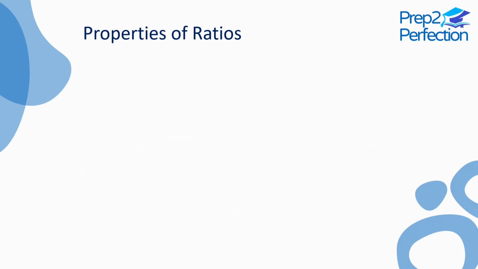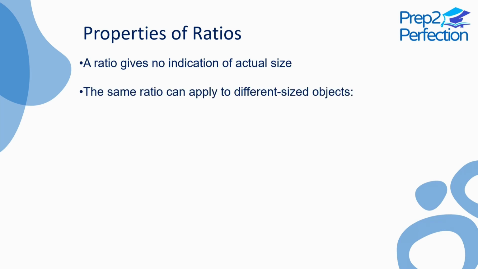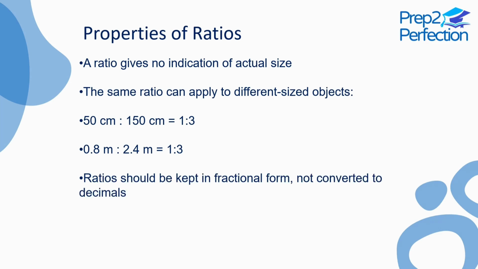The properties of a ratio. A ratio gives no indication of actual size. The same ratio can apply to different sized objects. So 50 centimeters to 150 centimeters is 1 to 3, whereas 0.8 meters to 2.4 meters is exactly the same, 1 to 3. Ratios should be kept in a fractional form, not converted into a decimal form.